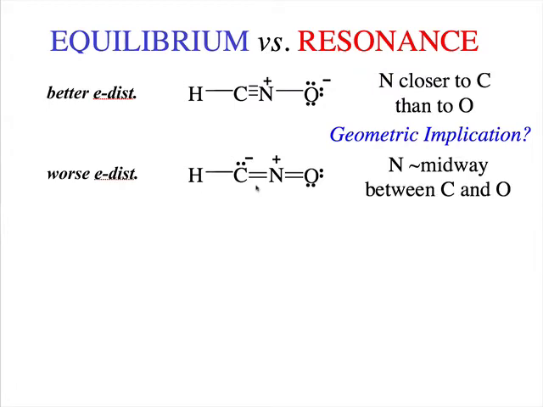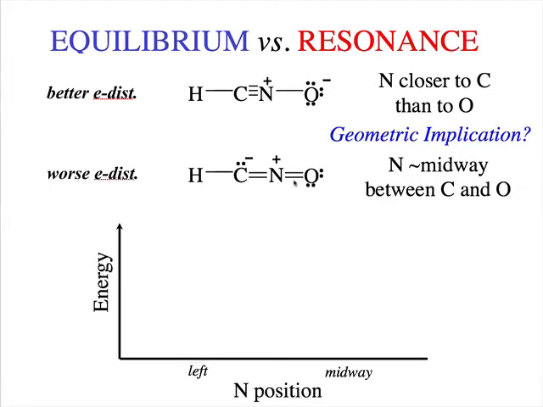In the top structure, nitrogen is closer to carbon than it is to oxygen. In the bottom structure, nitrogen is approximately midway between carbon and oxygen. We'll just assume for now that a carbon-nitrogen double bond is about the same distance as a nitrogen-oxygen double bond. So we are not only changing the electron distribution, but we're also changing the position of the atoms here.